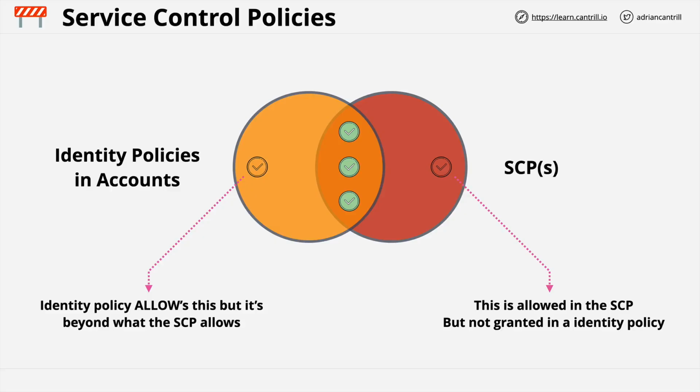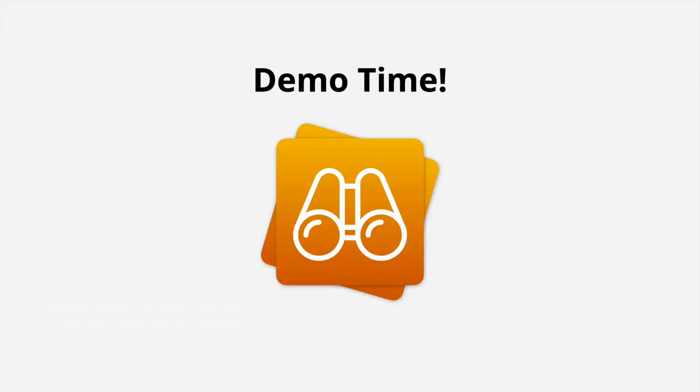Now, at an associate level, this is what you need to know for the exam. It's just simply understanding that your effective permissions for identities within an account are the overlap between any identity policies and any applicable SCPs. Now, this is going to make more sense if you experience it with a demo. So this is what we're going to do next.